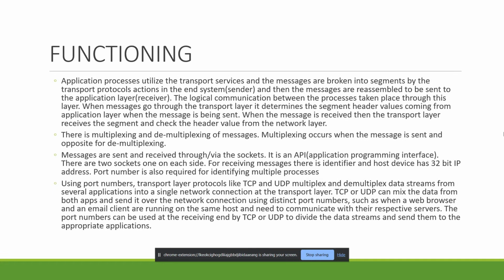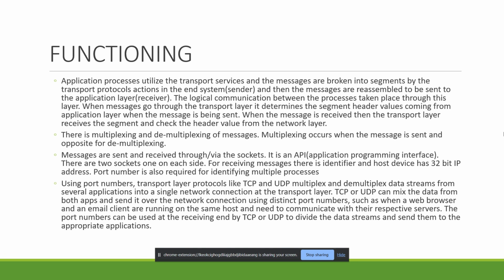The logical communication between the processes takes place through this layer. When messages go through the transport layer, it determines the segment header values coming from the application layer when the message is being sent. When the message is received, the transport layer receives the segment and checks the header value from the network layer. This is multiplexing and demultiplexing of messages. Multiplexing occurs when the message is sent, and the opposite is true for demultiplexing.